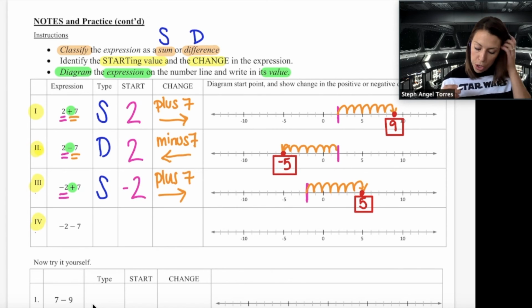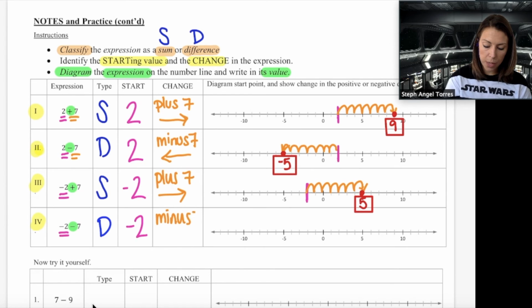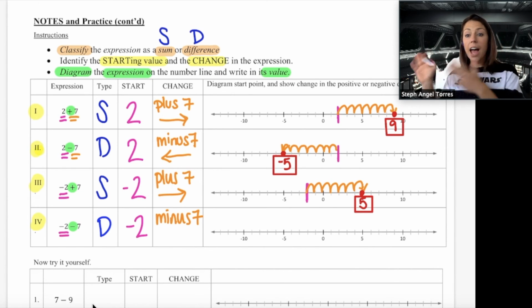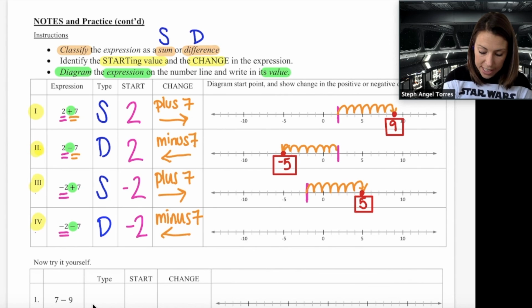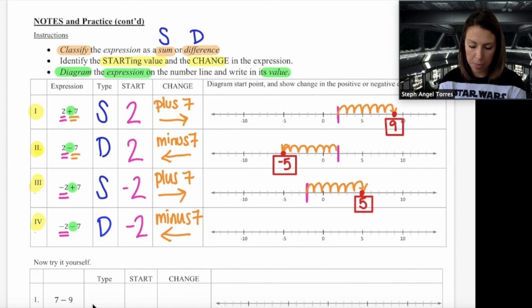Last one, Roman numeral 4. Negative 2 minus 7 means that I am reading a difference. The starting value here is negative 2 because that's the first number in the expression, and my change is minus 7. So again, the change is always the same. If it's minus 7, I'm heading to the left 7. Like, it doesn't change just because I'm starting at negative 2. A change of minus 7 is always heading to the left. I'm taking away positive 7. My answer is going to be more negative.